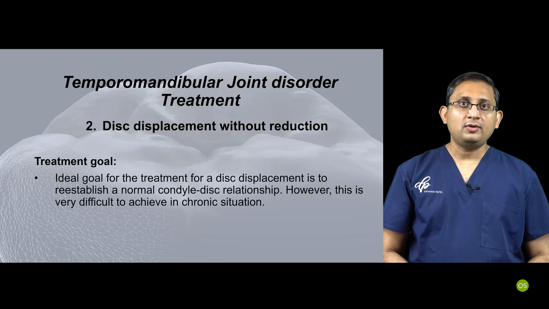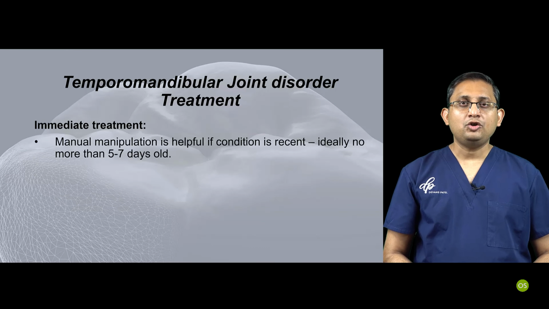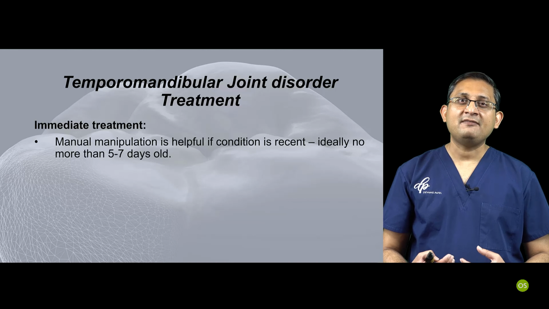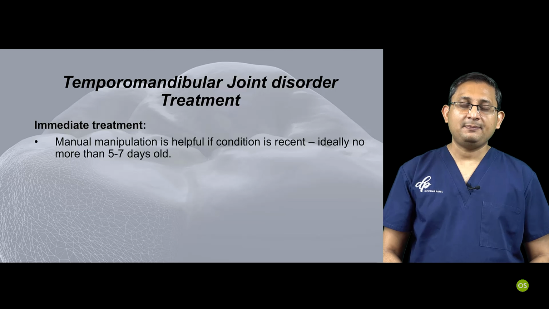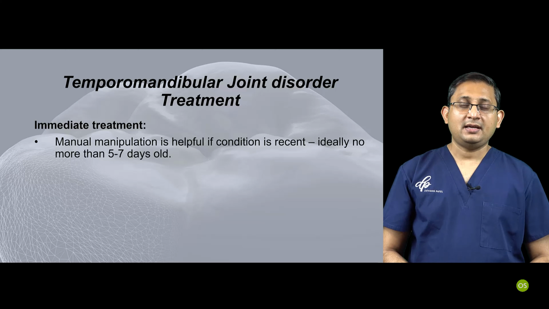So again, our goal is still to recapture that disc condyle assembly. However, in this case, it may be difficult if it's not going back by itself. So our immediate treatment is to do manual manipulation, which works surprisingly well if the disorder is acute, within 5 to 7 days, where the inflammation hasn't kicked in and the cyclic pain hasn't kicked in. So the sooner you do it, the better it is, and the more result you get.